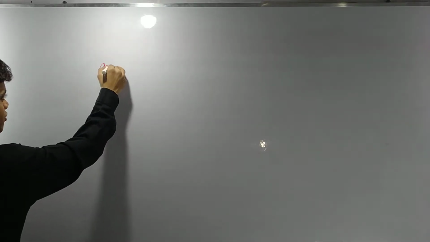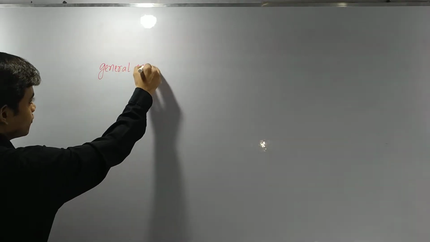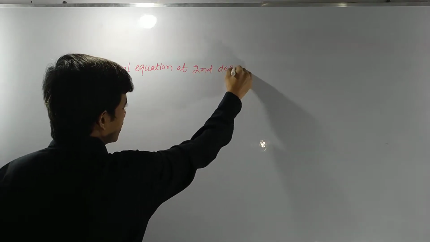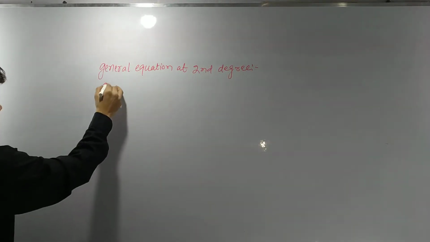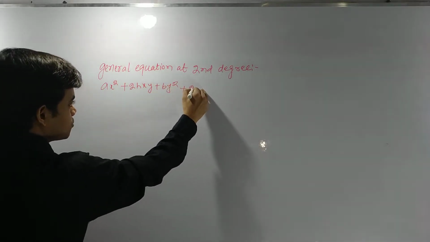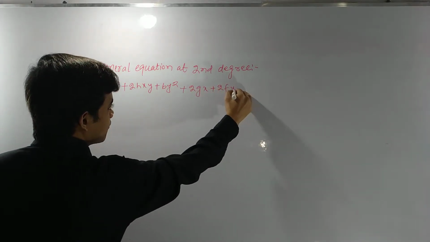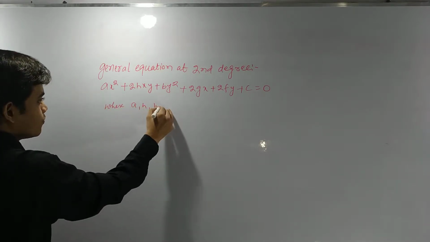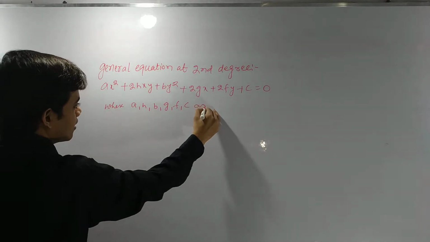Hello everyone, I am Pankaj and today I am going to introduce a very interesting equation which represents all the conics. So let me write that equation. That equation is nothing but the general equation of second degree. The equation is ax square plus 2hxy plus by square plus 2gx plus 2fy plus c is equal to 0, where a, h, b, g, f, c are constants.